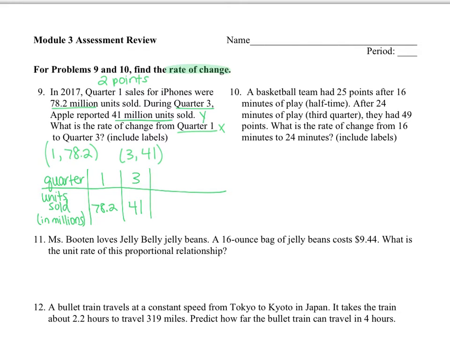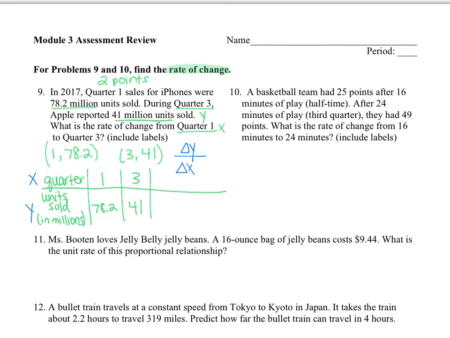So then here we can just use our how do you get from one to the other, or you can actually subtract. So I'll do it both ways. So for the change in Y, remember Y is going to be our units sold. So that's the number of iPhones, and the quarter is the X value. So we're going to do change in Y over change in X.